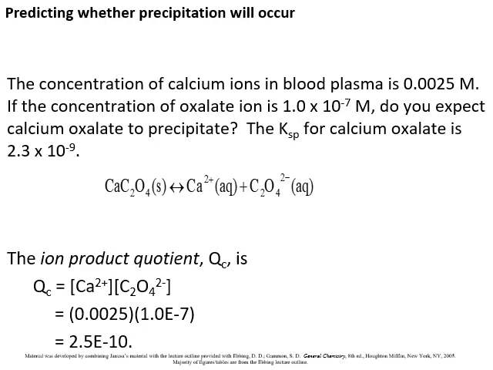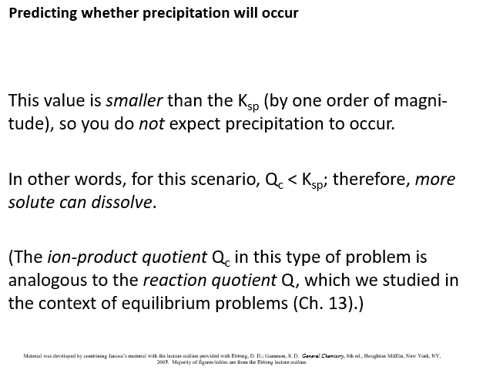So look back up at the problem statement. The KSP is 2.3 E minus 9. That's a little bit larger than Q. What that means is that since Q is less than K, more of this calcium oxalate can dissolve. So we're before saturation. Next slide. The value is smaller than the K, so not only will precipitation not occur, but we can still dissolve more of this calcium oxalate. Next slide.